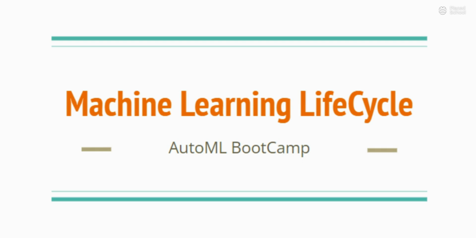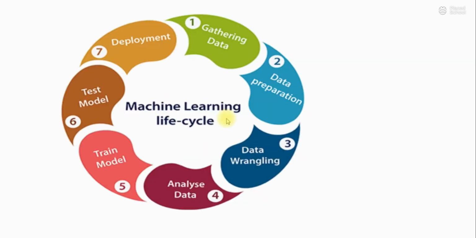In this video, you will learn about the complete machine learning lifecycle. So these are the various stages that are involved in a complete machine learning project. You first gather the data, or data collection or data acquisition step. Then you have data preparation or data wrangling, data analysis. So this is all data pre-processing steps.